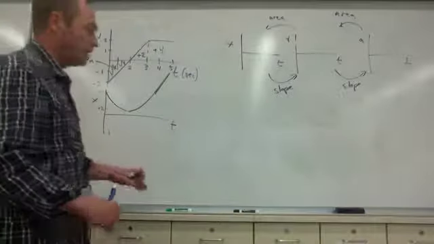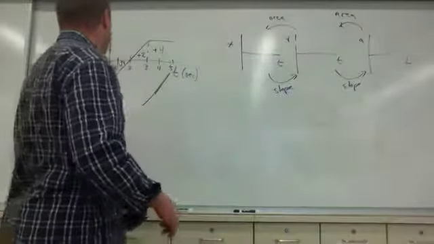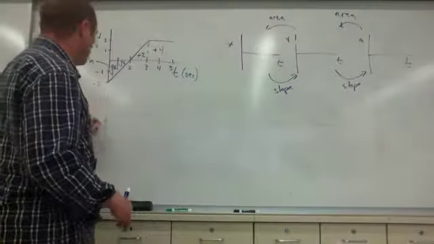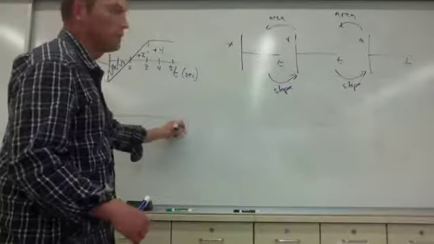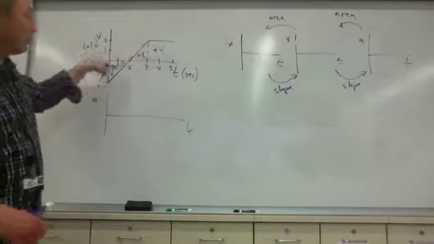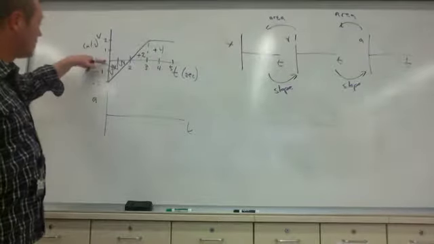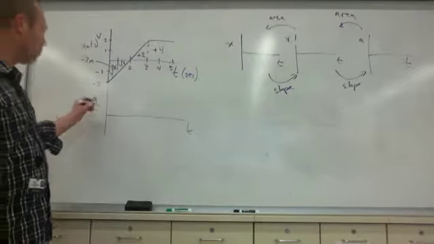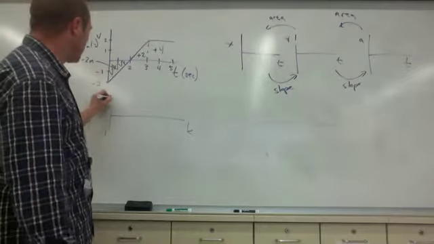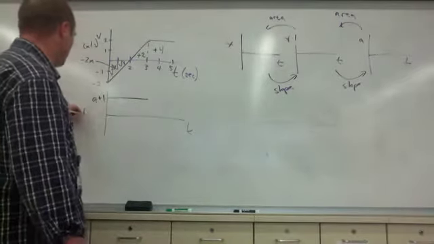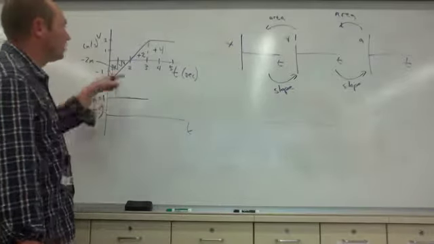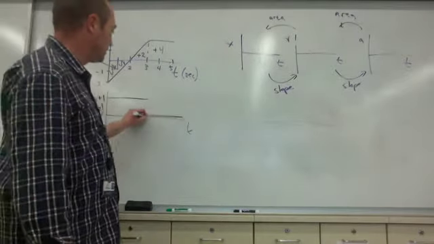If I wanted to make an a versus t graph, I'm going to look at my slope. My slope is positive and constant. In fact, what is my slope? Rise is 2, run is 2, it's 1. So for the first 3 seconds, my slope would be +1 meter per second squared. And then after that, my slope would be 0.